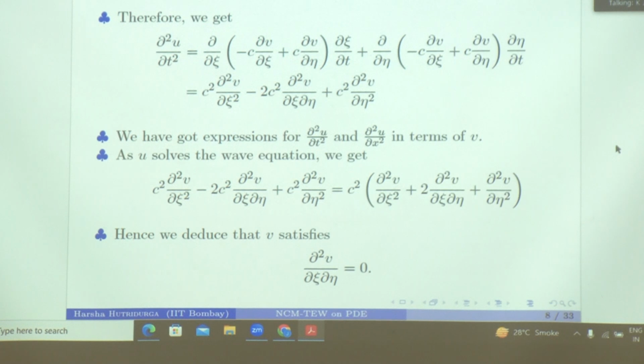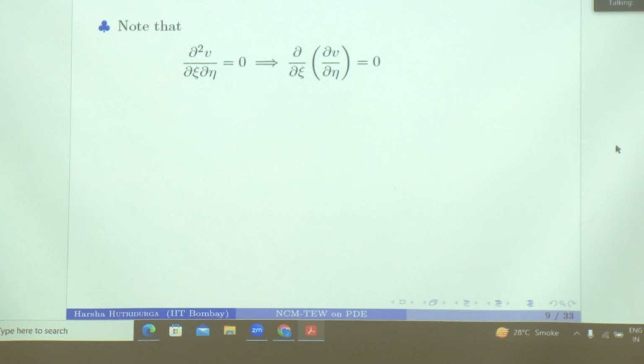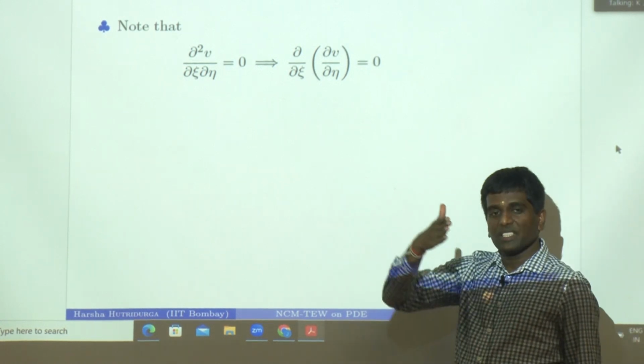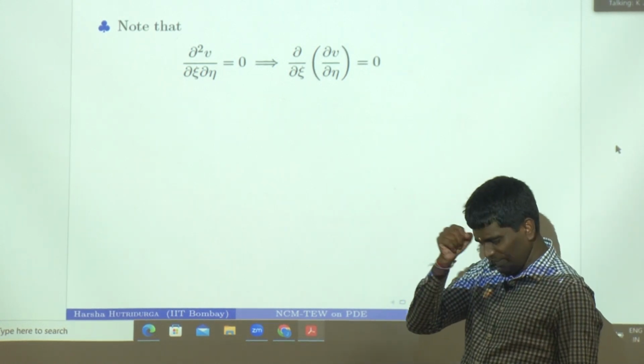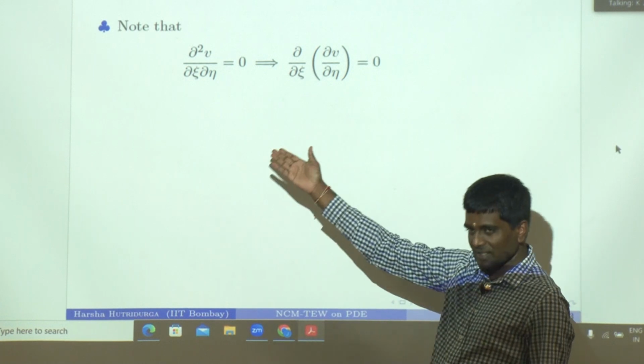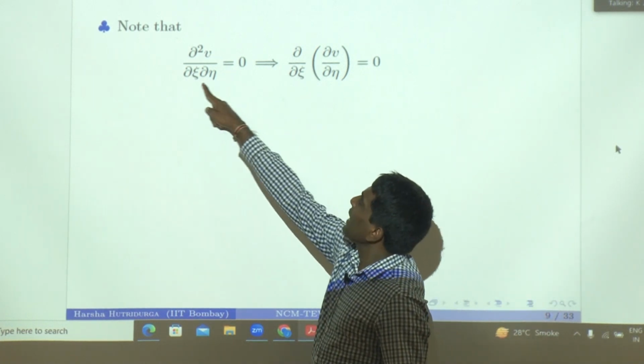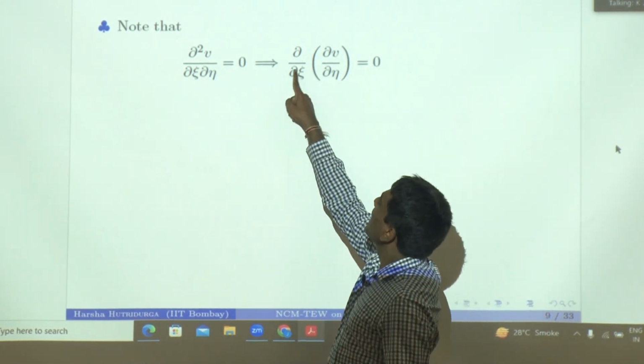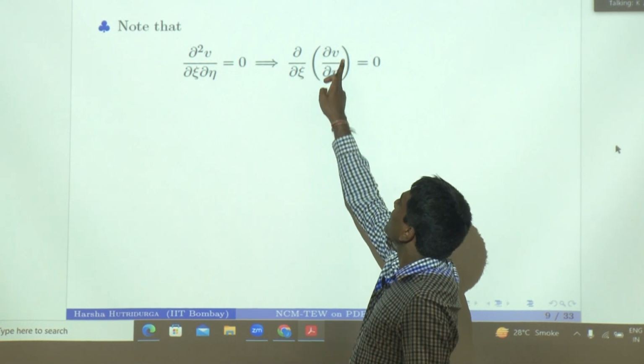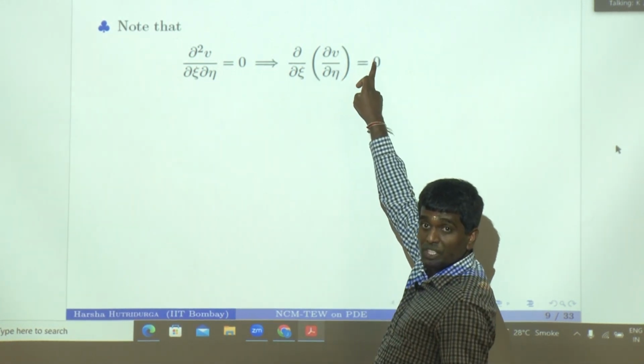Now, both are equivalent. If v solves this, then u solves the wave equation in the xt plane. Now, let me just support my claim that this is easy to integrate. So you have got this, which implies what? I can rewrite this as d by d psi of dv by d eta equals 0.